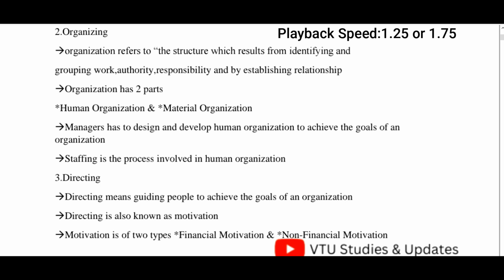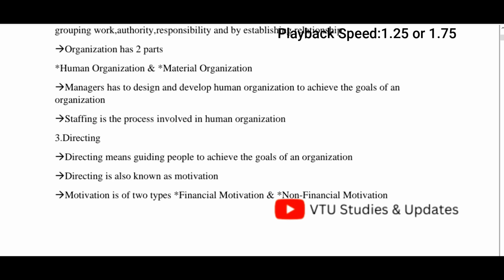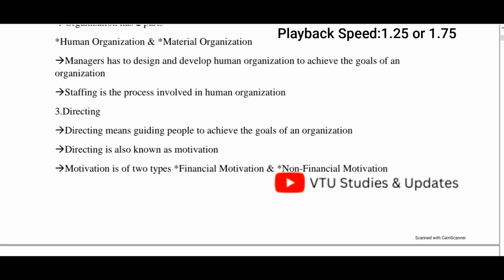Staffing is a process involved in the human organization. Staffing can be used to organize humans. Directing. Directing means guiding people to achieve the goals of an organization. Directing is also known as motivation.